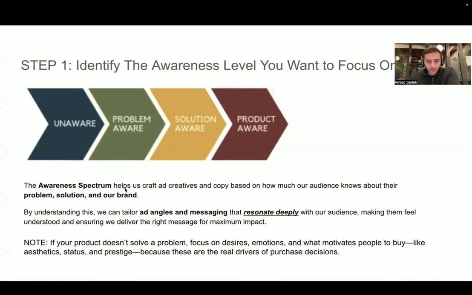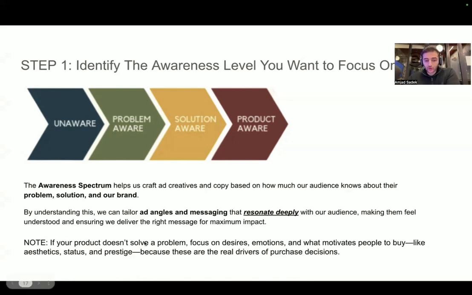So the awareness spectrum helps us craft ad creatives and copies based on how much our audience knows about their problem, solution, and also our brand. By understanding this, we can tailor ad angles and messaging that resonate deeply with our audience, making them feel understood and ensuring we deliver the right message for maximum impact.